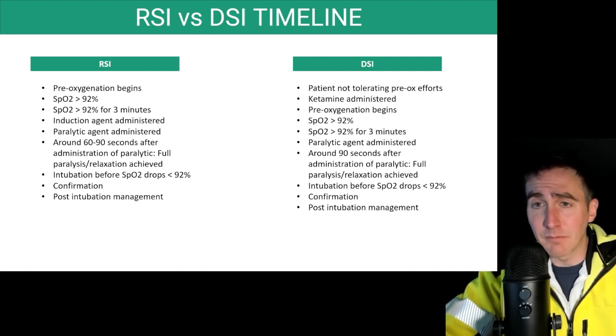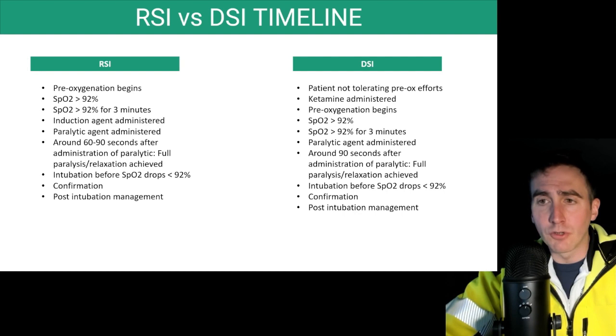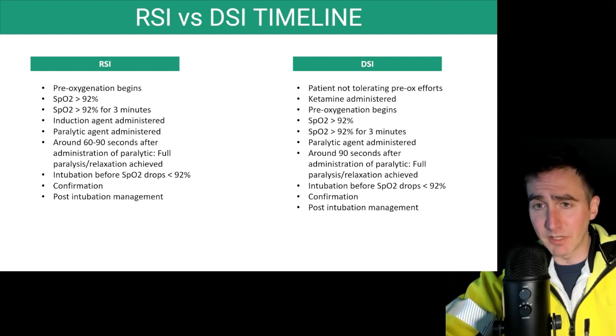So we give ketamine before, and then we pre-oxygenate, and then we administer the paralytic. Remember, the duration of action of ketamine is long enough for us to give ketamine, get that patient under control so that we can resuscitate them for the 3 minutes, getting that SpO2 above 92%, and then administering paralytic. After that, it's kind of the same thing.